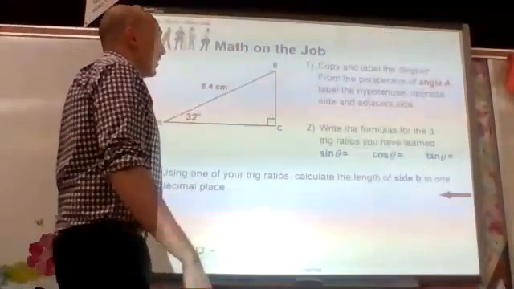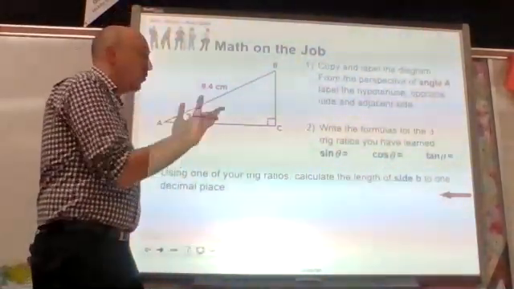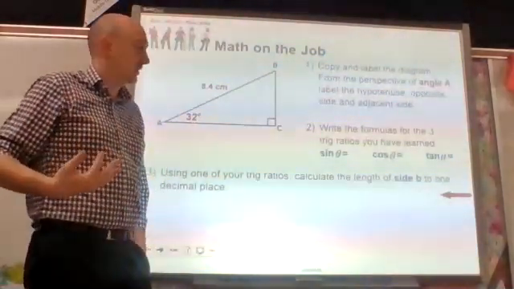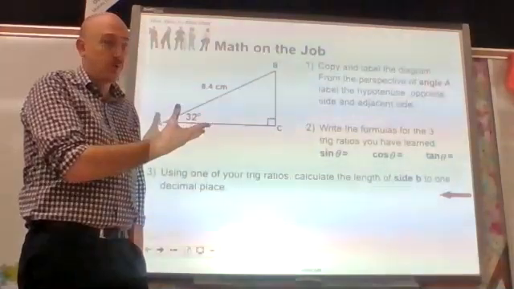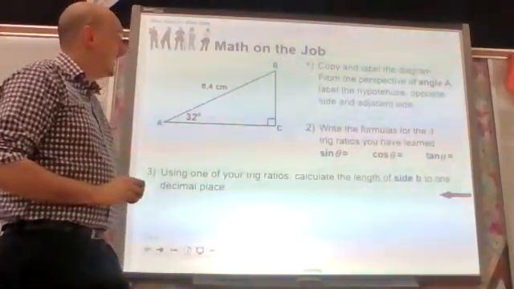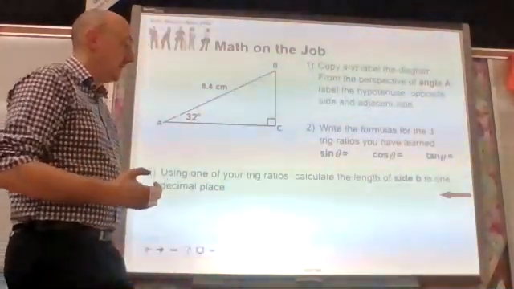Okay, take a look at this question. And all these instructions are pretty important. They're what you want to do for each question. Part 2, you only need to do one of them, but in this one, we're going to do all three. So copy and label the diagram. From the perspective of angle A, label the hypotenuse.